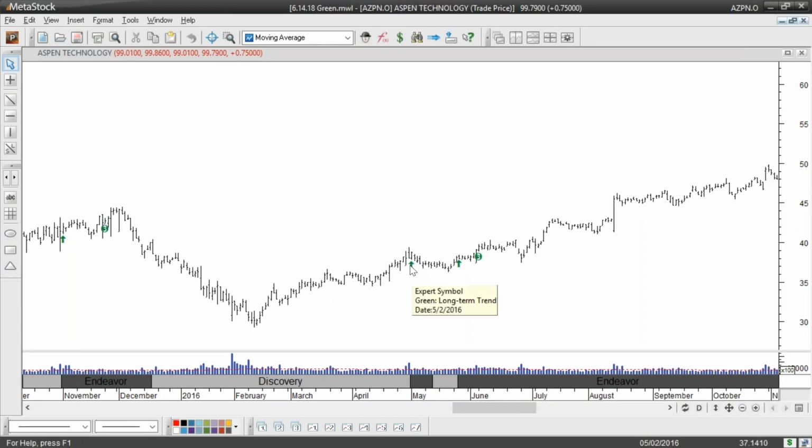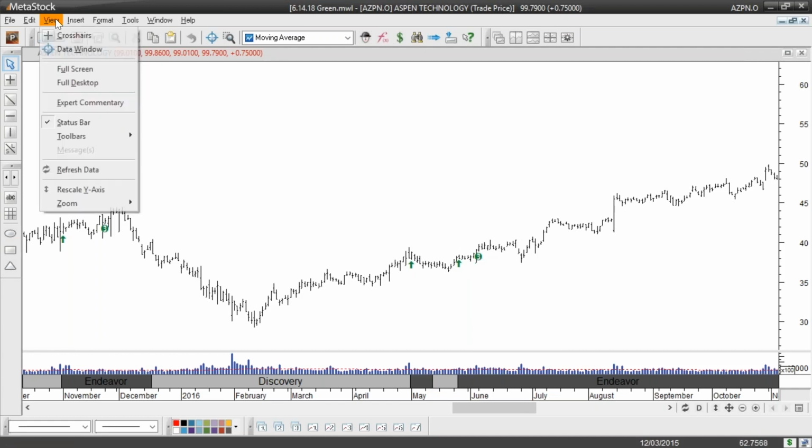Well, the first time it came out of Discovery was on 5/2 of 16, but what do we need? We need our 3 consecutive closes above our trigger point, which right away, I don't have to check for that because I can see there is no green 3 here. Price falls back into Discovery. That's perfectly fine. We didn't own it. Price pops back into Endeavor. We get a long-term trend signal, followed by our green confirmed. That's exactly what we're looking for.